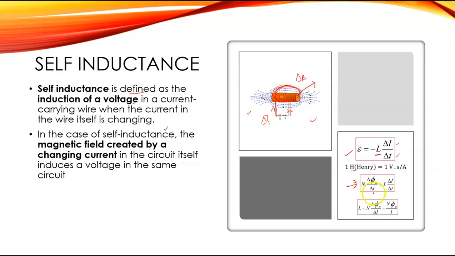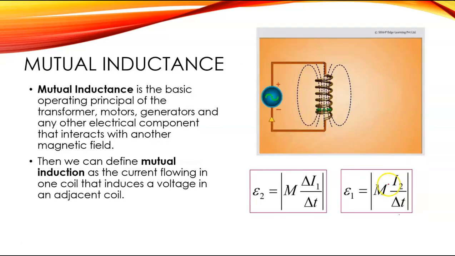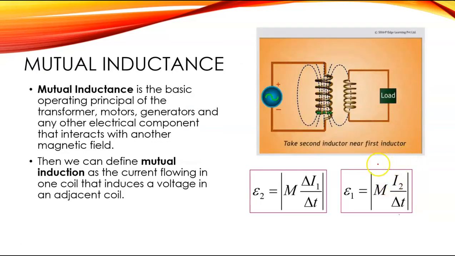So I can equate both of these equations. When I rearrange it, I get a new relationship between the inductance itself and the change of magnetic flux and also the number of coil turns in your circuit. So that was self-inductance, right? We continue with mutual inductance.